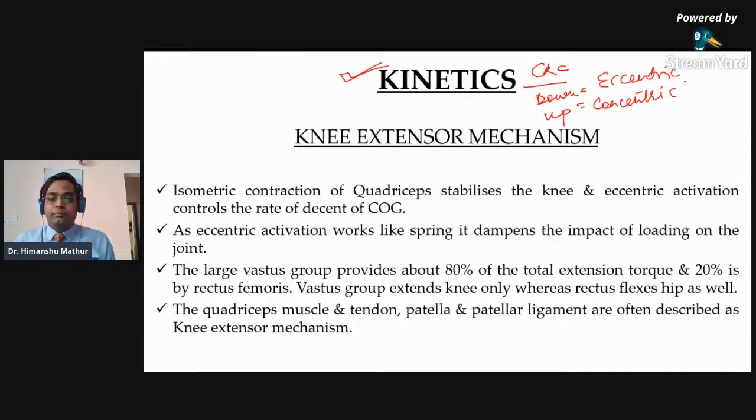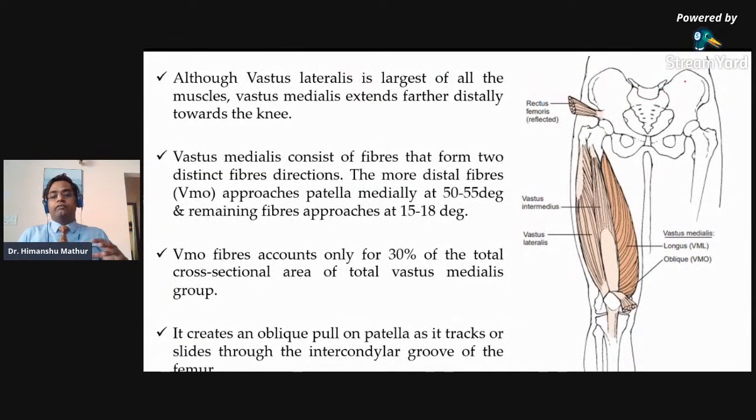Now the quadriceps muscle and tendon, patella and patellar ligament are often described as the knee extensor mechanism. So these three or four things constitute the knee extensor mechanism. Although vastus lateralis is the largest of all, always consider that vastus lateralis has the largest cross-sectional area also, and it is the largest force producing muscle. This is the major reason why whenever the quadriceps contracts concentrically, it pulls the patella laterally.